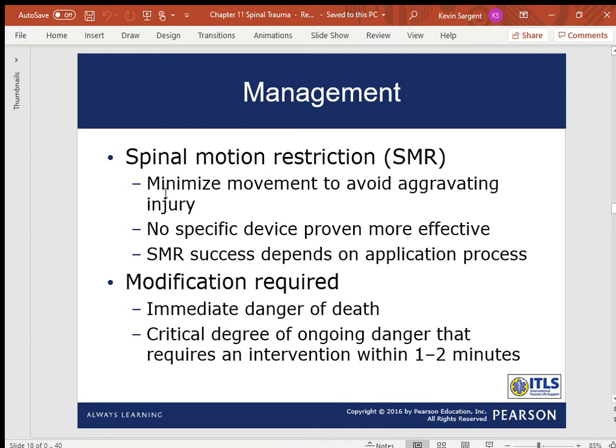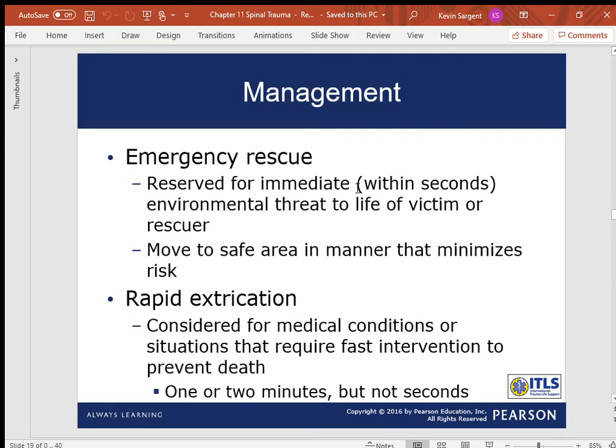You're just going to grab them and pull them out if need be. There's many methods of doing so, including using a spine board. Emergency rescue is reserved for immediate, within seconds. So these are ones where you get them to a safe area that minimizes risk. Rapid extrication is considered for medical conditions and situations that require faster intervention to prevent death, 1 or 2 minutes, but not seconds.